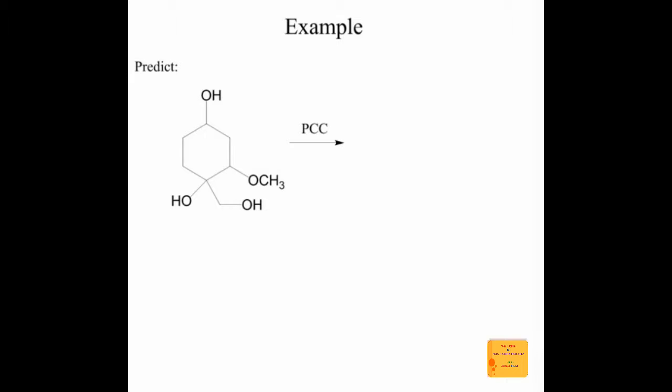Let's do one last example. How about if we were to take this polyfunctional structure and treat it with PCC? We recognize that as an oxidizing agent. So again, 3 new reagents would be a good time for some new flashcards so that you could sort the reagents out and learn to recognize them.